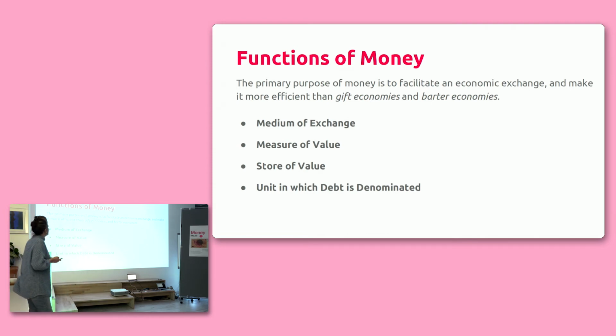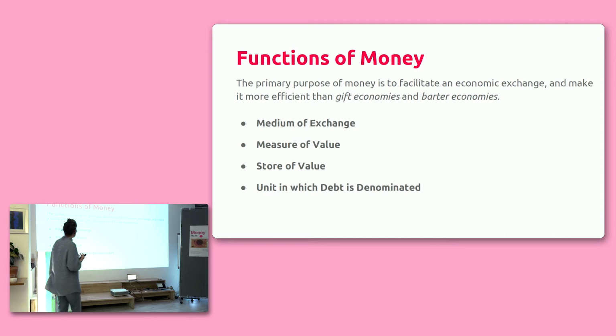The functions of money, or the primary purpose of money, is to facilitate economic exchange. We need money because it's more efficient than gift economies or barter economies. We have much higher liquidity of trading if we have money, because it's a facilitator. It's basically just a trading technology. We can use money, and we need money, as a medium of exchange for trading.